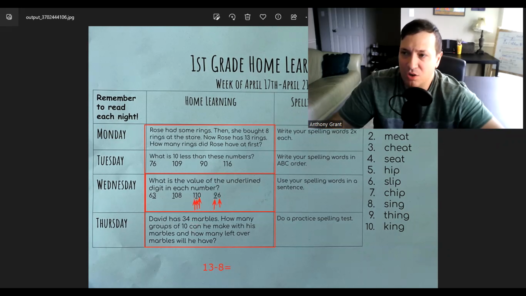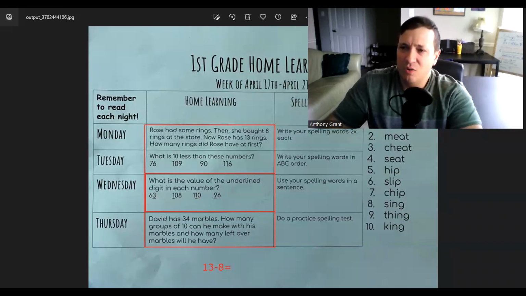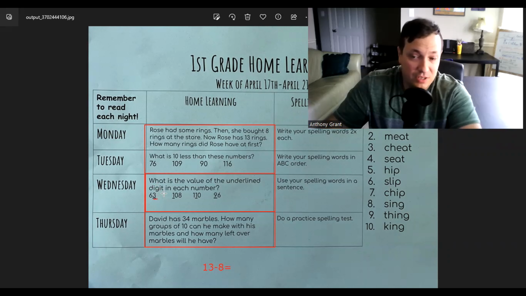Okay. So what they want to know is, what is this worth? So the underlined one here, it's in the, what's that? Yeah, that's right. It's in the ones place. So this one is worth 3. This is the number, just the number 3. It's 3 ones.